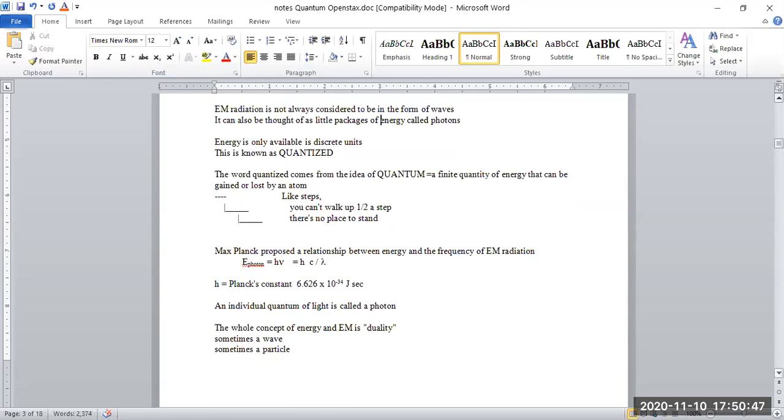You can gain or lose 1, 2, 3 more. You can't do them in halves or fractions of a quantum. There are lots of famous dead guys in this chapter, kind of like there were lots of famous dead guys back in the gas law chapter. One of the notable ones we're going to pick on for the moment here is Max Planck. He came up with a relationship idea in terms of an equation.